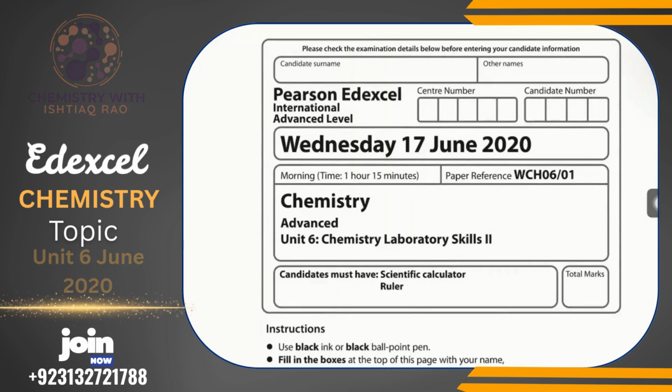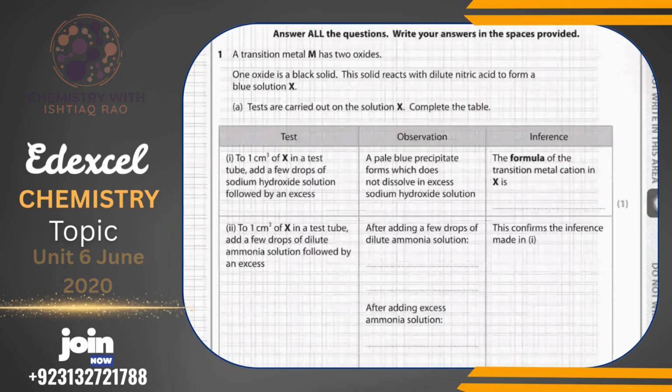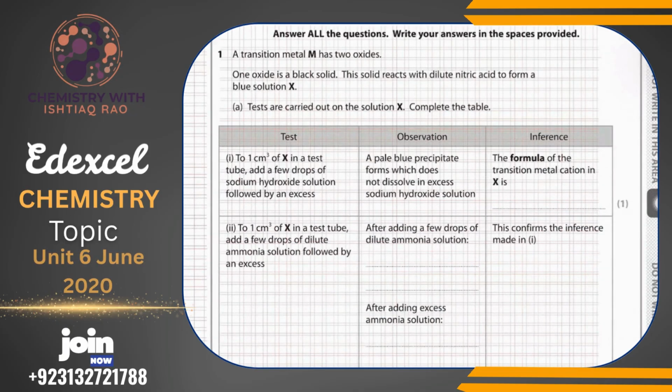2020. Okay. So question number one: a transition metal M has two oxides. One oxide is a black solid. This solid reacts with dilute nitric acid to form a blue solution X. Okay, so it may be copper. You know, copper oxide is a black solid and it is going to form a blue solution. Tests are carried out on the solution X.